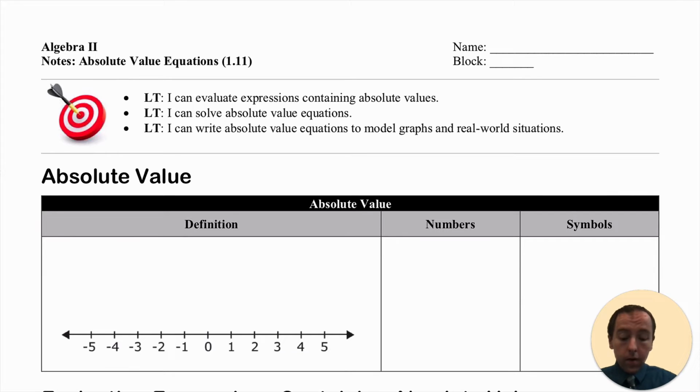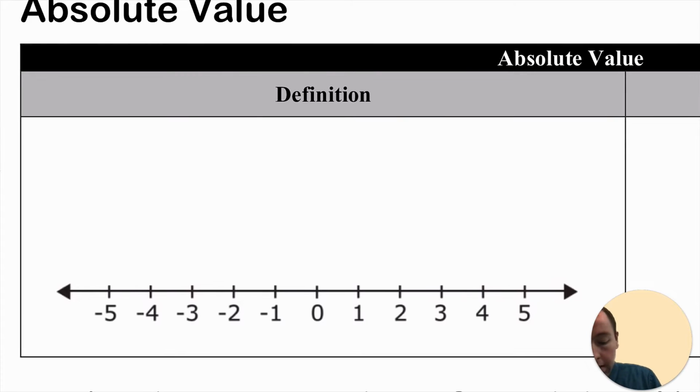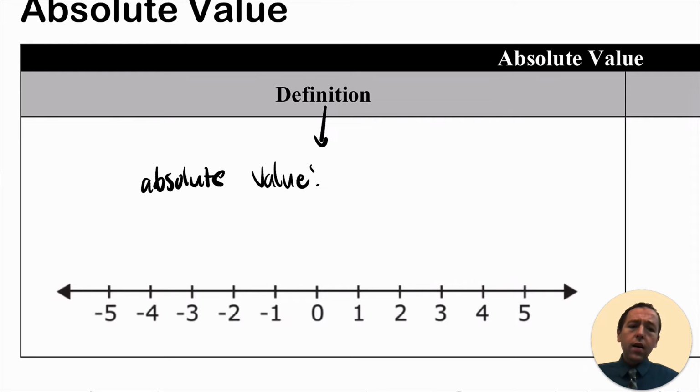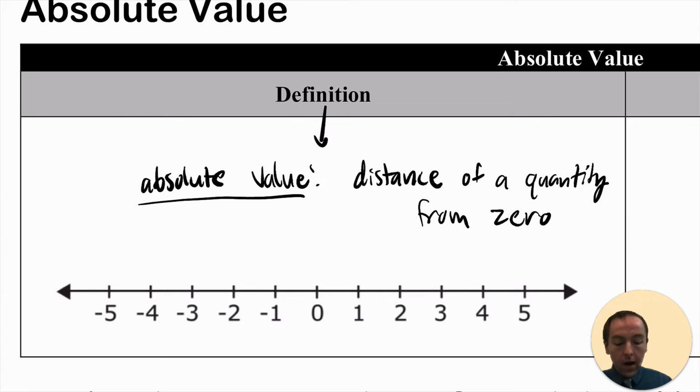So to begin with, the definition is that absolute value is going to specify the distance that something is from the number 0. That something I'll just refer to as a quantity. So it's the distance of a quantity from 0, the number 0. And that's how we'll define absolute value.